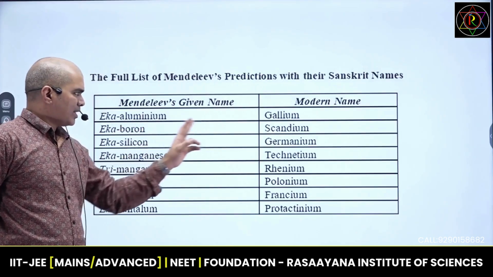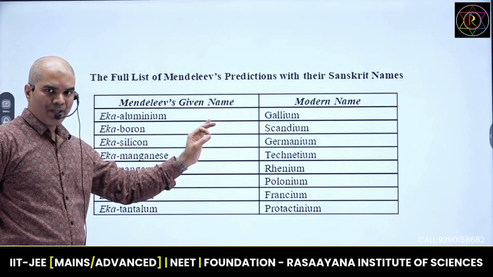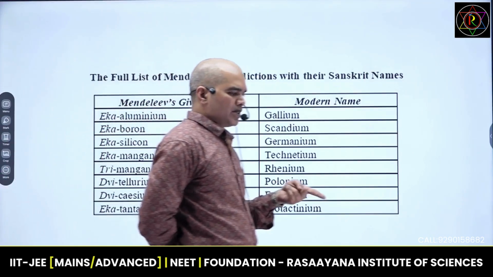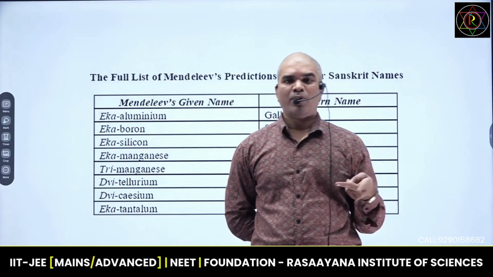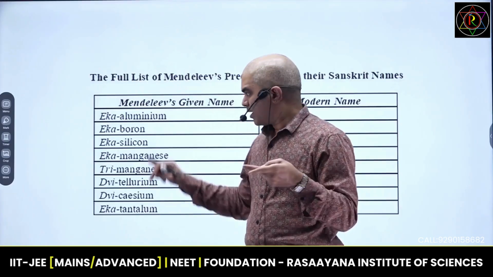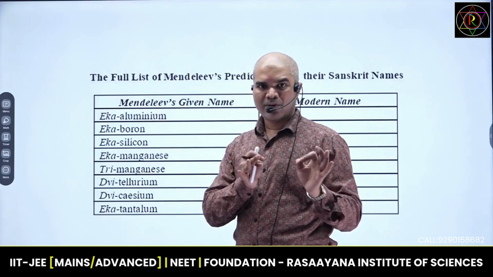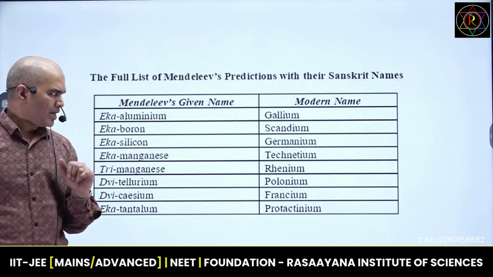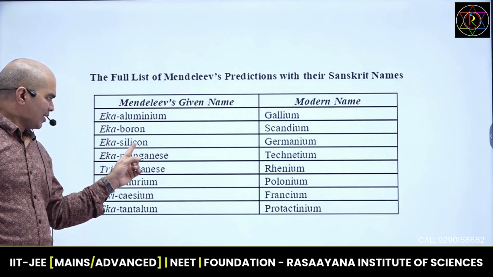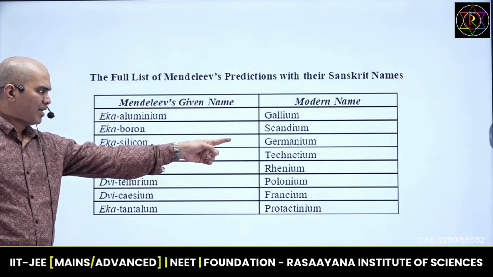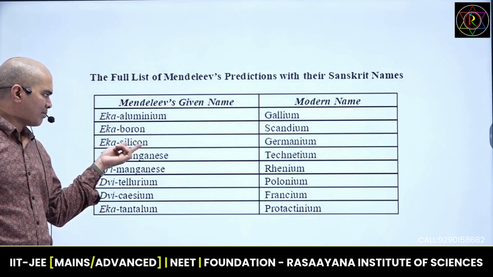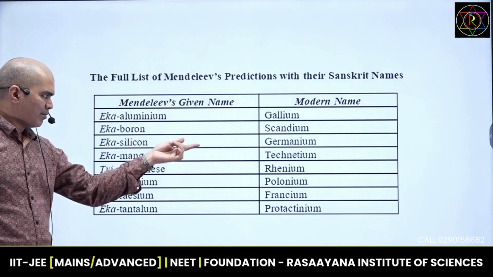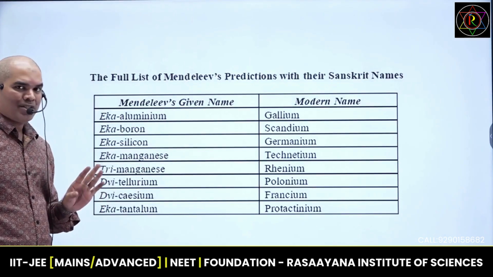Eka boron is scandium. Eka boron is scandium. But Eka boron, one after boron, is not exactly scandium. After boron is aluminium. But Eka boron is scandium. Some predictions went wrong, but most predictions were found to be right. What is the next one which is correct? Eka silicon is germanium. This also comes under the examination point of view. Eka aluminium is gallium, Eka silicon is germanium. These are important for the examination point of view.